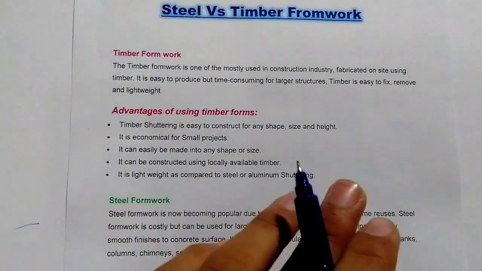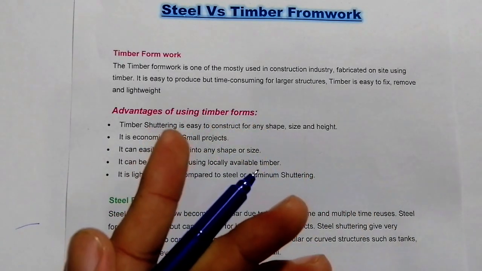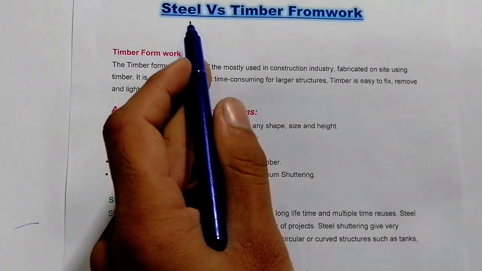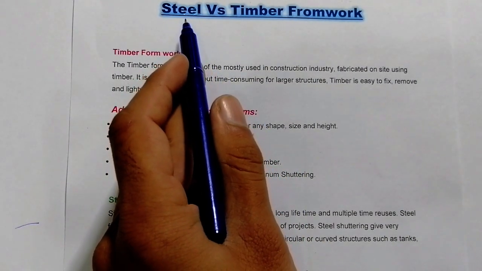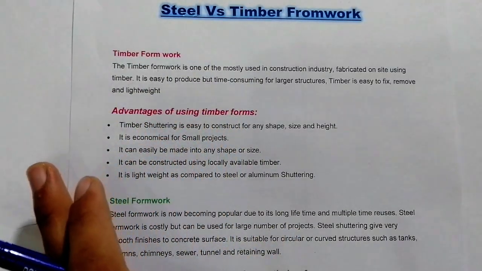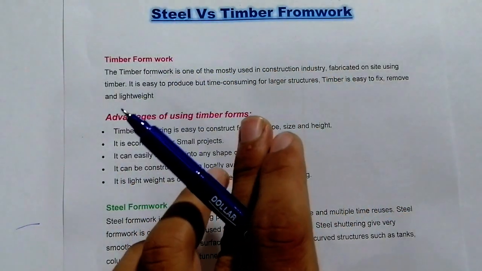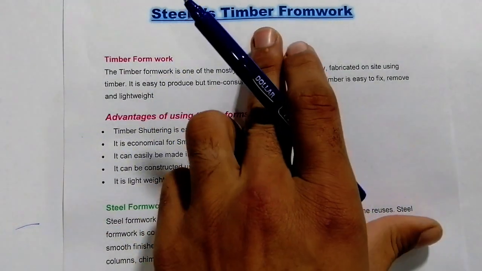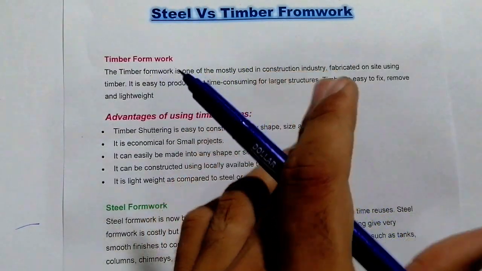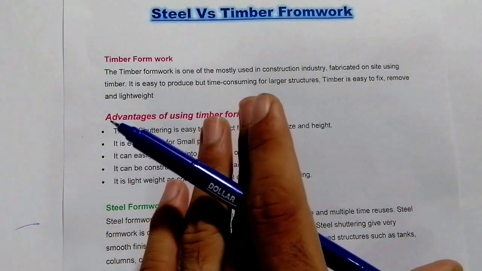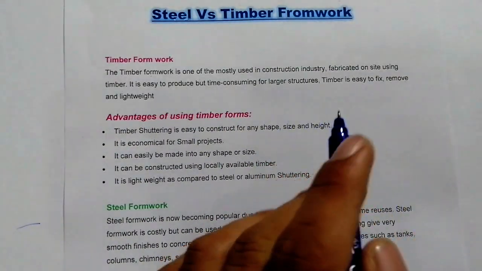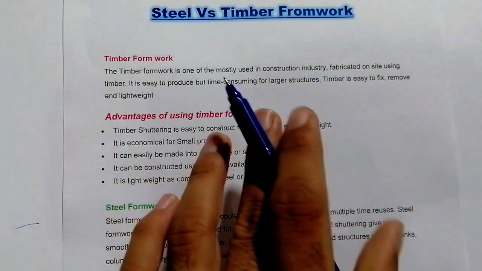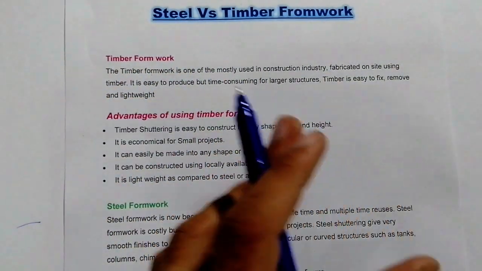But I am telling you that if you want to get the benefits, I will tell you to use steel formwork. It's costly, but it can give you more facilities. But timber you can also use, for small projects, not for larger projects. And timber can't be used more than 10 times. It's cheap, but you can't use it more than 10 times. It can't give you a good surface, but steel can give you a good surface for a concrete structure.